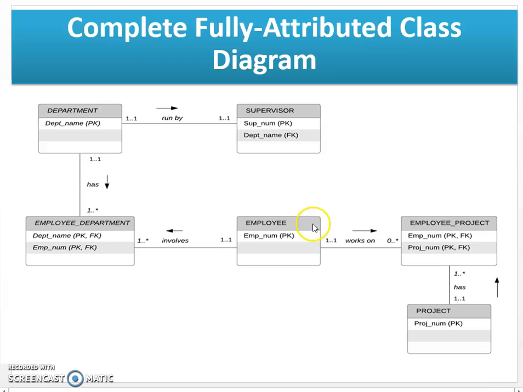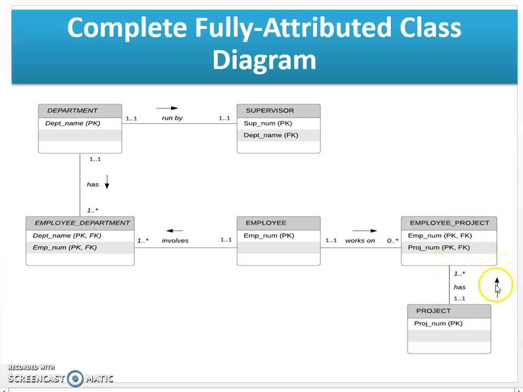Then we move towards employee and project. We had many to many, which we resolved by breaking into one to many relationship and one to many relationship. Employee project became our composite or our bridge. And for that composite, the primary key will be the primary keys of the two classes that we are bridging. In this case, employee number becomes the primary key and the project number becomes the primary key.